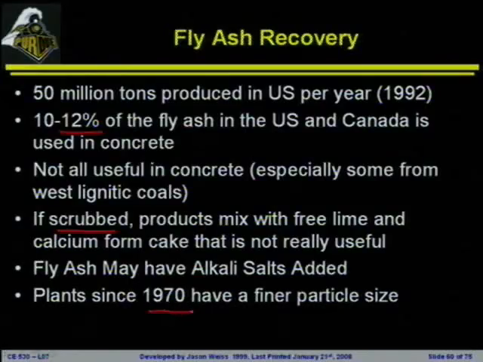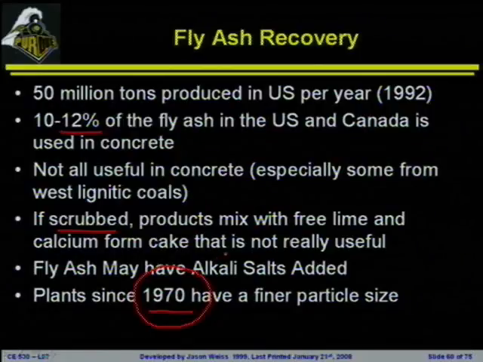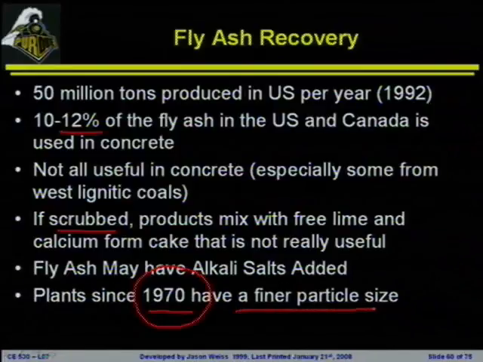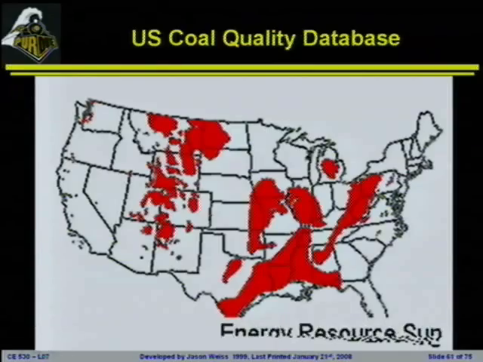Since about the late 1960s, early 1970s, the plants that are producing fly ash have become really much more cognizant of quality control. So the fly ash, even though it's a byproduct, the fly ash is really consistent and will have a finer particle size than what was seen earlier on.